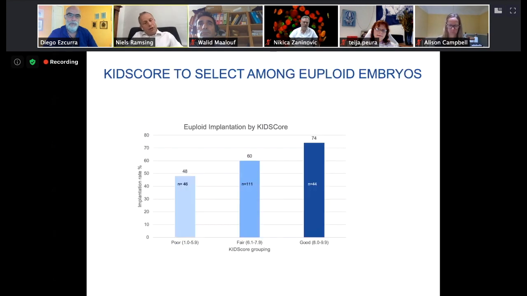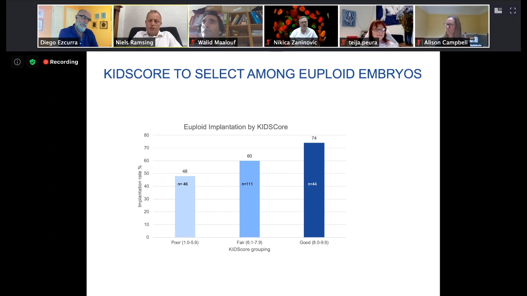But then if you do PGT and you want to use time-lapse as a supplement, well, in case you have more than one euploid embryo, then you could actually choose based on the KIT score data which euploid embryo to transfer. And this is an oral presentation from last year's ESHRE, where Lim looked at data from poor, fair, or good embryos, all graded with KIT score.